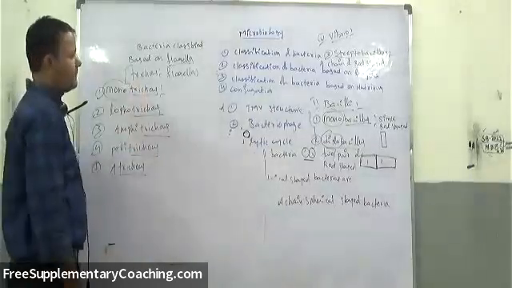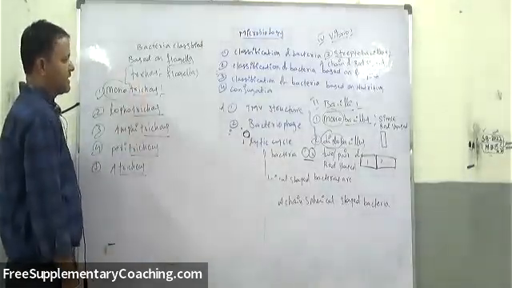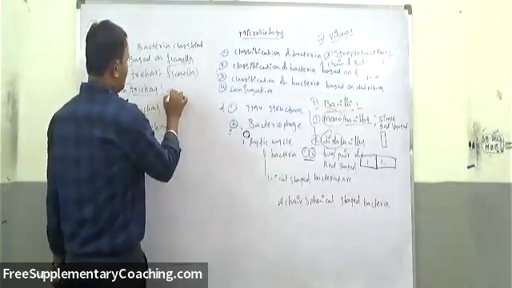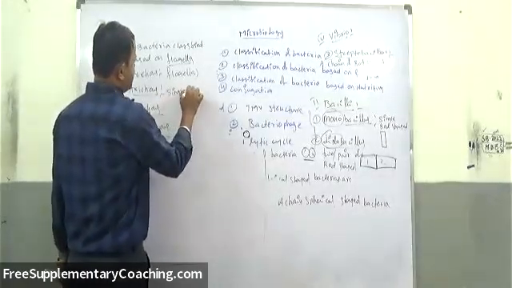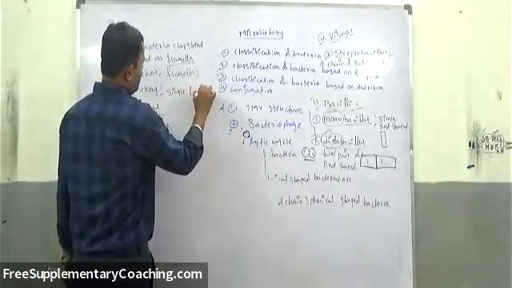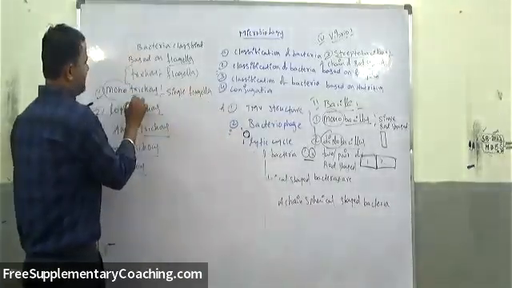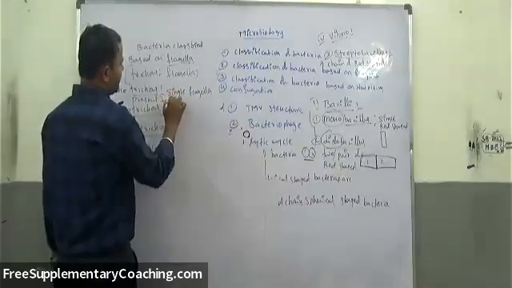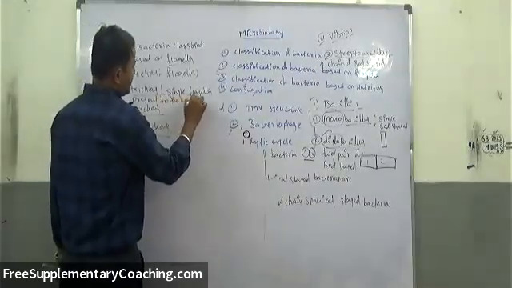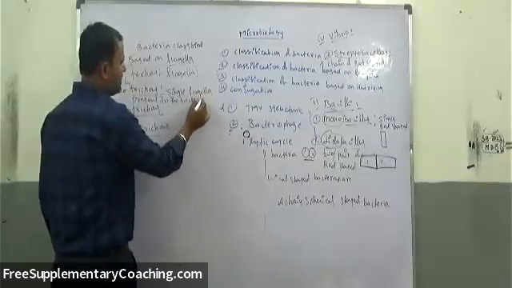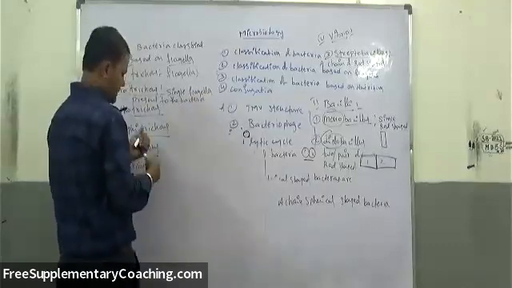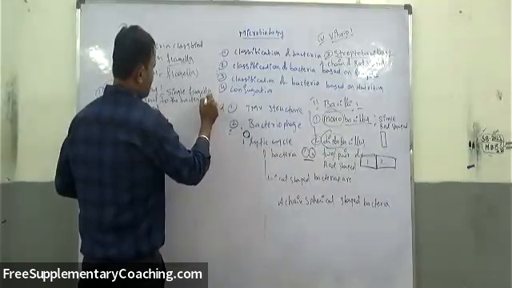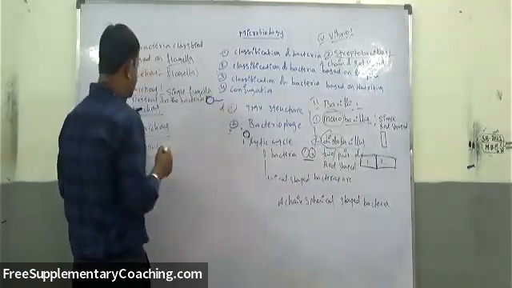Mono means single. Trichous means flagella. A single flagellum present on the bacteria is called monotrichous. Like this, these are bacteria and it has a single flagellum. It's called monotrichous.